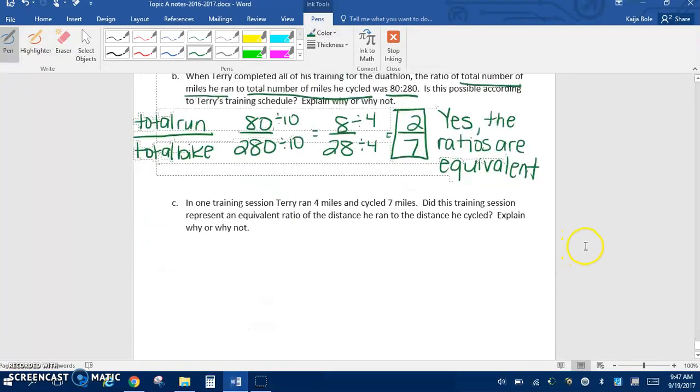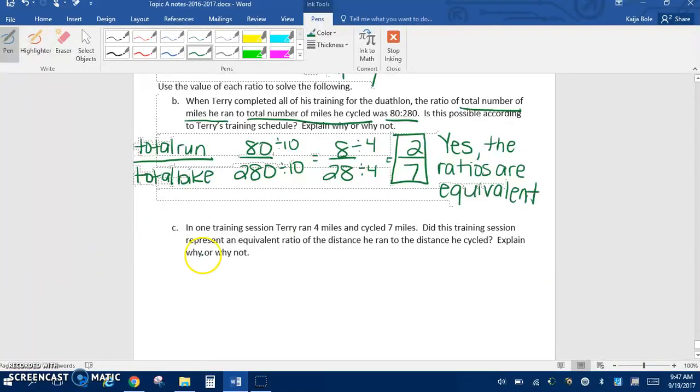Alright, so one more example here. Part C says, in one training session, Terry ran 4 miles and cycled 7 miles. Did this training session represent an equivalent ratio of the distance he ran to the distance he cycled? Explain why or why not. So we are comparing run to bike. Alright, and they told us that it was 4 to 7. So can we simplify this at all? And we look at this and no, we can't. Alright, so now we see that this does not equal the value that we've used above, 2 to 7.